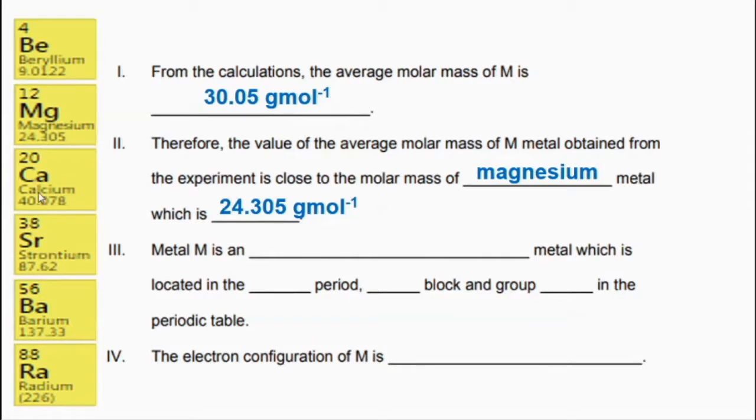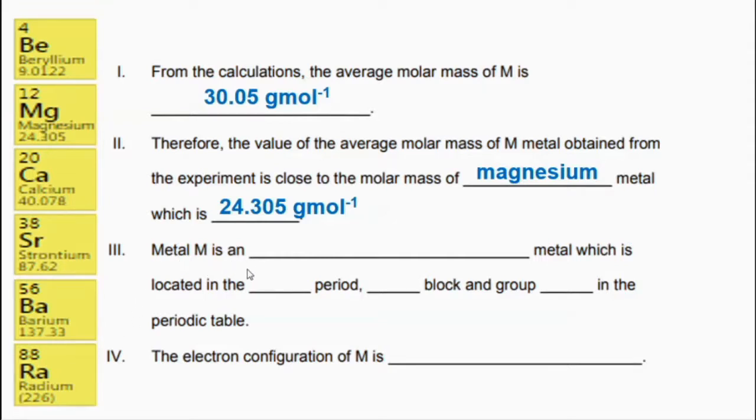Maybe some of you might ask, why don't we use calcium? If you look at the differences, from what I obtained based on my calculations just now, 30.05 is actually closer to 24.305 instead of 40.078. So the value is closer to magnesium instead of calcium. And since we knew that this M was magnesium, next we can say that metal M is an alkaline earth metal.